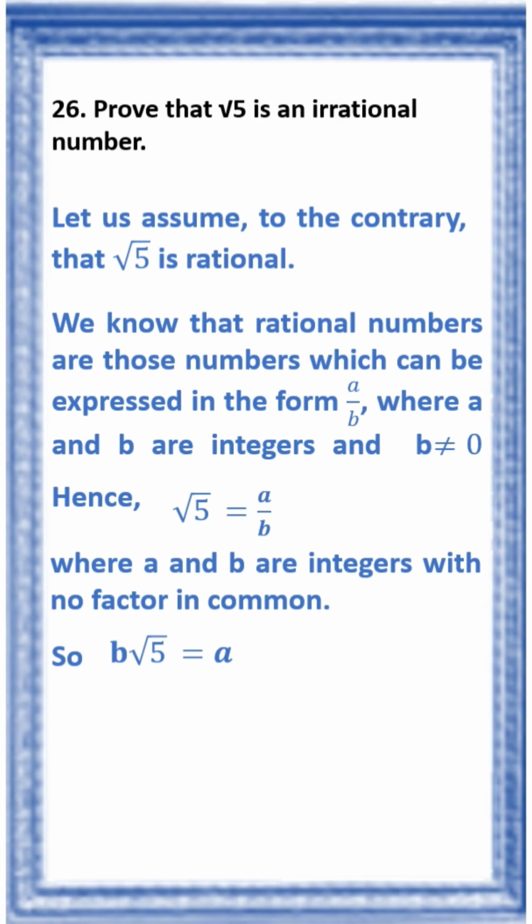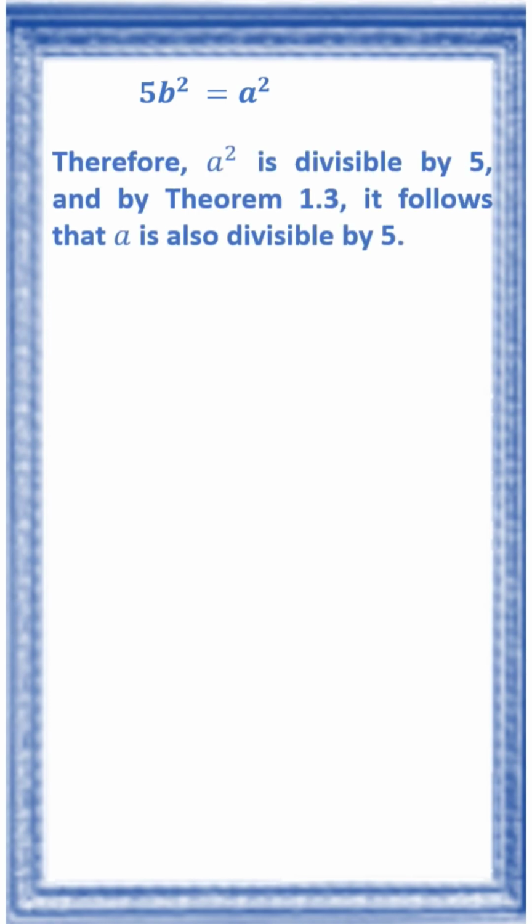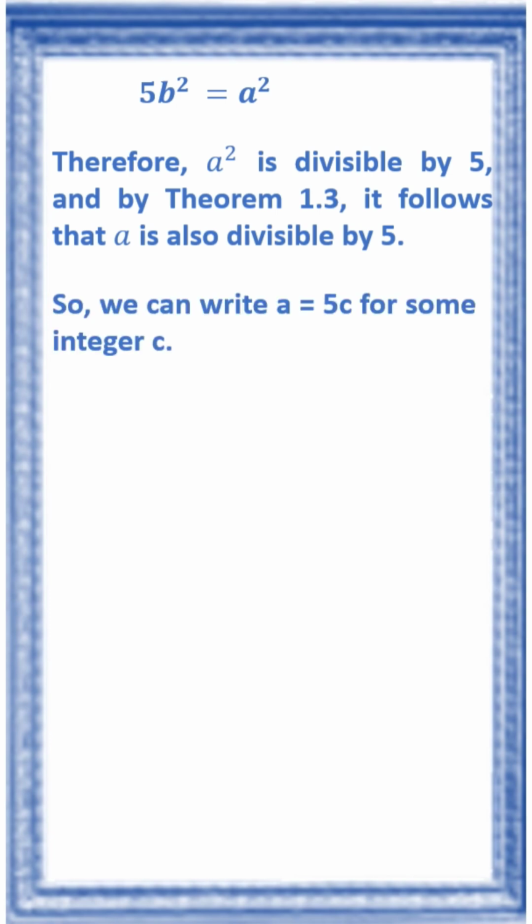So, now let us transpose b to this side. What do we get? b root 5 is equal to a. Now let us square on both sides and rearrange. Now we get 5b square is equal to a square. Therefore, a square is divisible by 5, and by theorem 1.3 it follows that a is also divisible by 5. So we can write a is equal to 5c for some integer c.